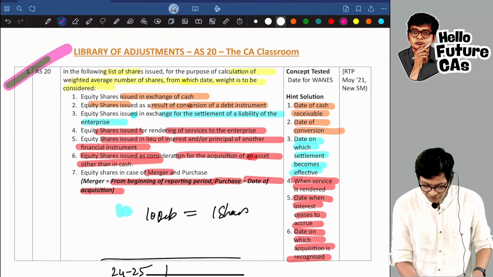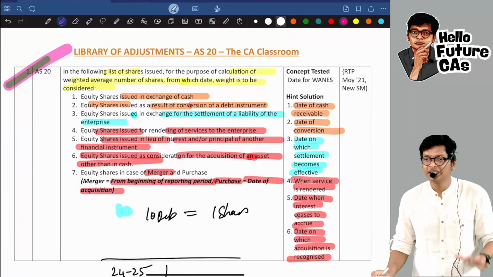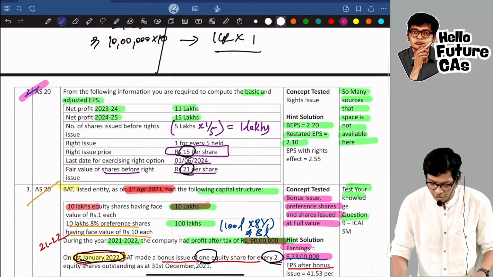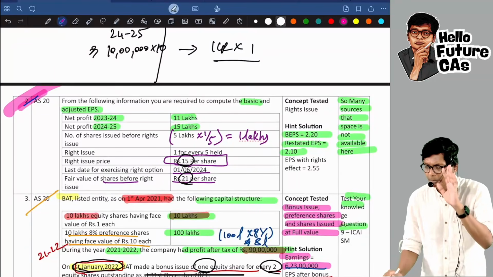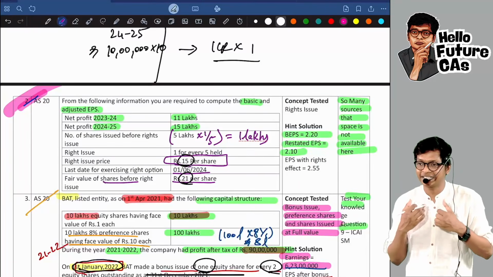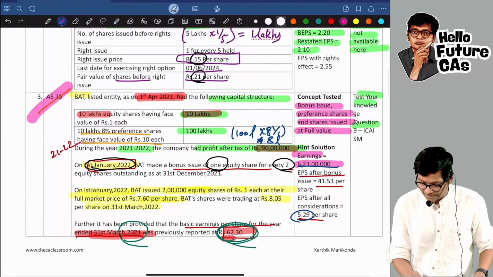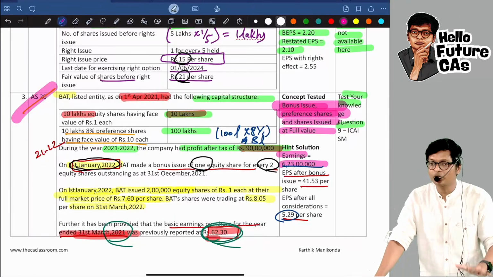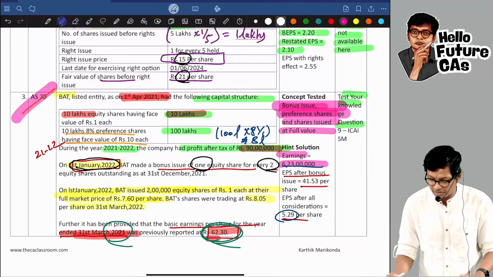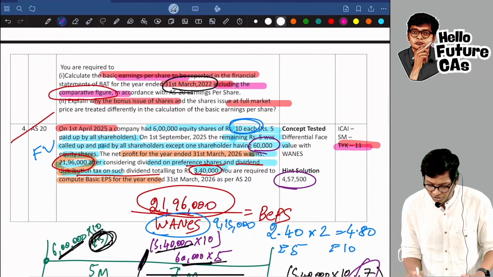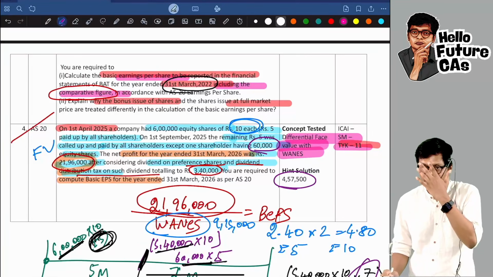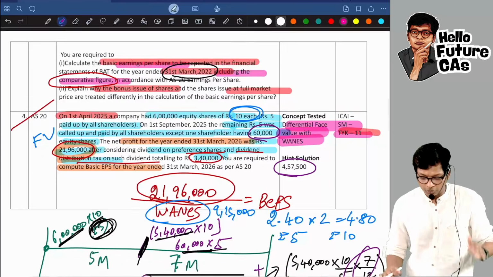Look at this. First is when I should take weights. Theory question, MCQ they may ask. So far not tested. Question number 2, rights issue, many times tested. You know what to do for rights, guys? Question number 3, bonus issue and preference shares at full value, mainly focusing on bonus. We discussed question number 3, an ICAI question only. Then question number 4 is your differential face value in weights. This is coming in other sums also. Now you know how to do this.